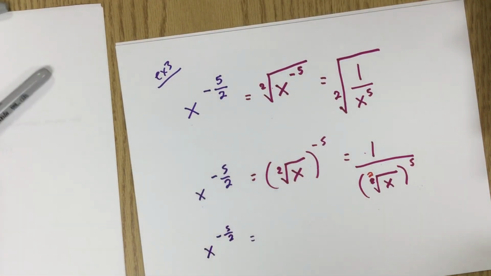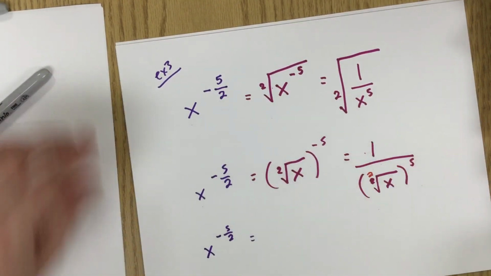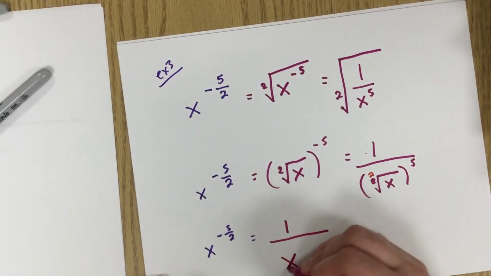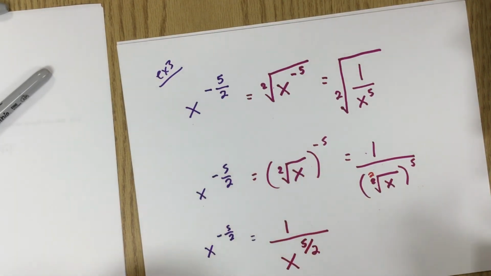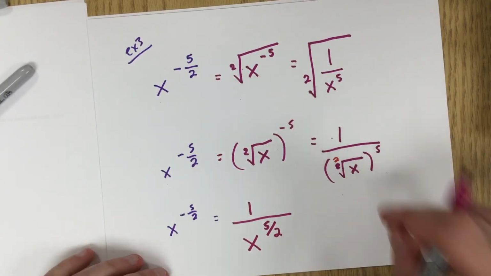We could say that x to the minus 5 over 2, before we turn to a radical, we could have actually gotten rid of the negative. And we could have said this is equal to 1 over x to the 5 over 2, which would then be equal to essentially this one over here or that one.